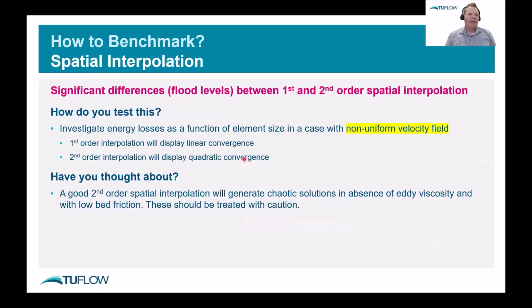And that moves me on to spatial interpolation. You want to look at whether your solver is using first order or second order spatial interpolation. Again, you need a test case with a non-uniform velocity field. If you've got first order interpolation, then you'll expect a linear convergence to your zero error result. And if you've got second order interpolation, you'll expect to see a quadratic convergence. There's an interesting interplay here as well, in that if you've got a good second order spatial interpolation, then it has almost zero numerical diffusion.